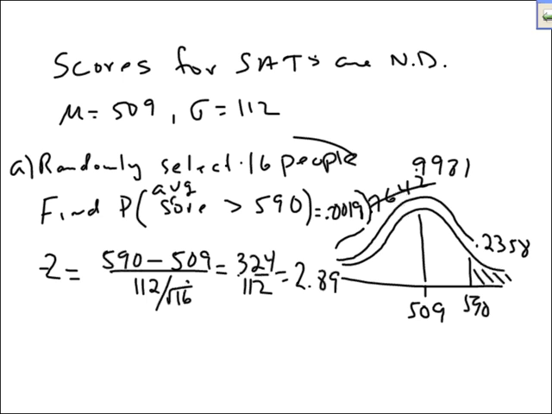0.0019. It went down. It's easier for one person to score well above the mean, but it's harder for 16 people to score well above the mean. The big difference here is we are selecting 16 people, so in the denominator we divide by the square root of 16, and that is called the central limit theorem, and that was part B.